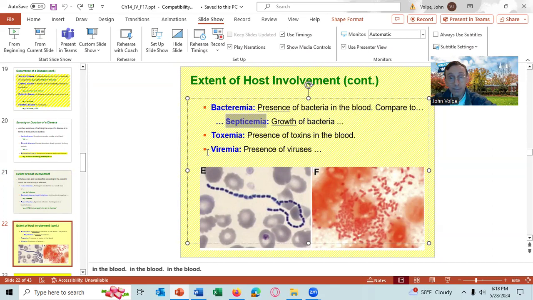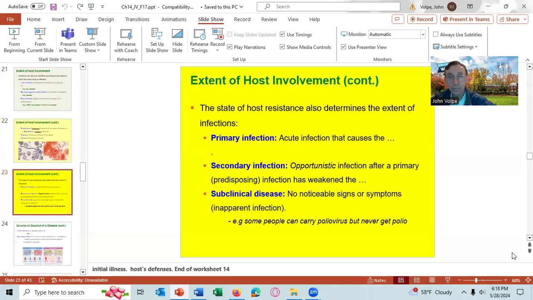Toxemia is the presence of toxins in the blood. Viremia, the presence of viruses in the blood. Any question about any of that? All right, a little bit more about the extent of host involvement.